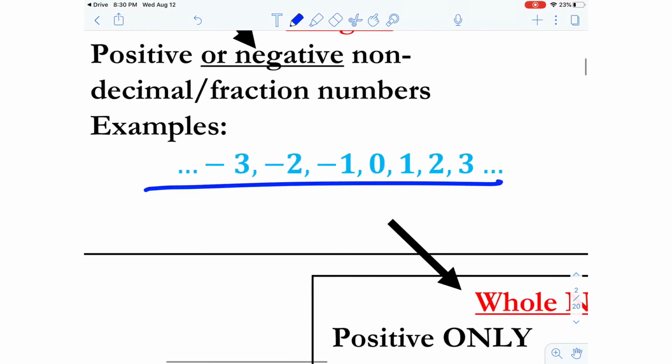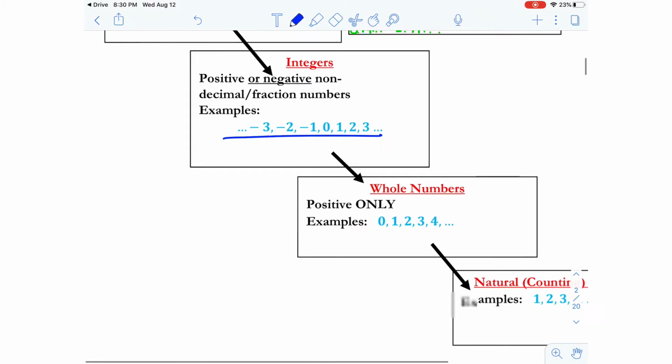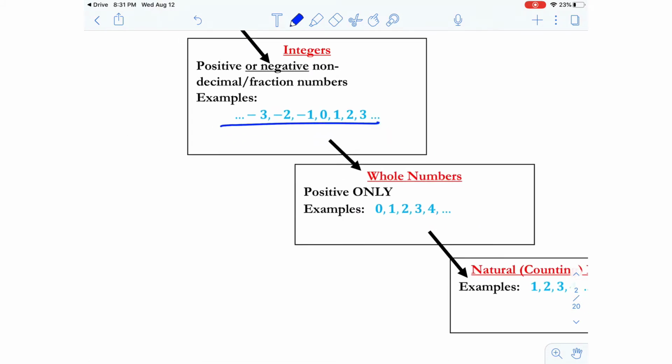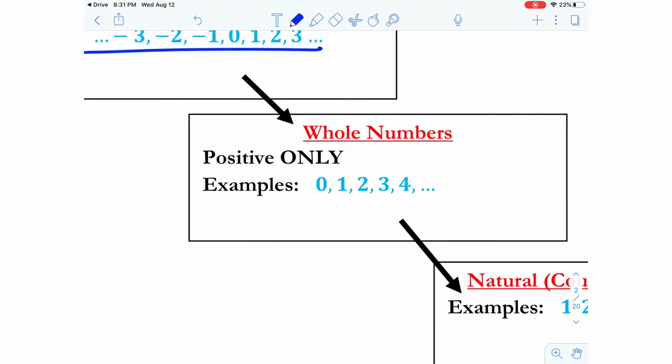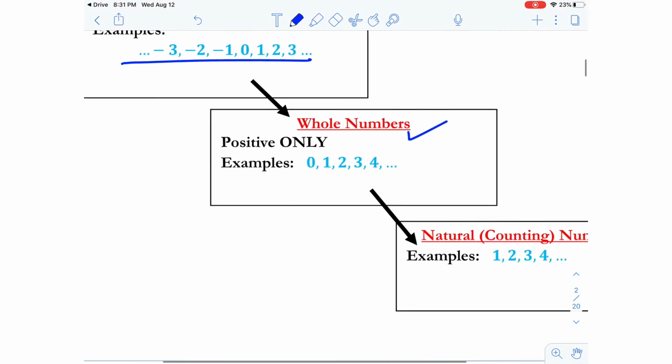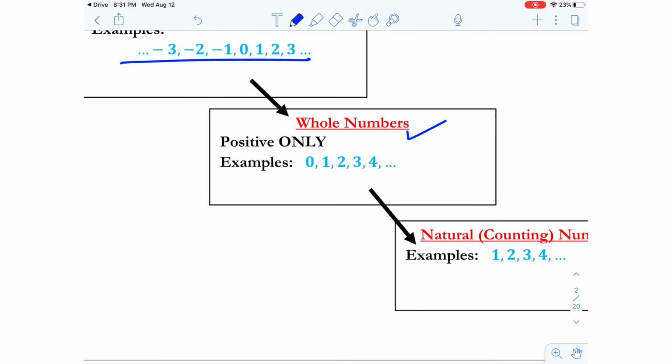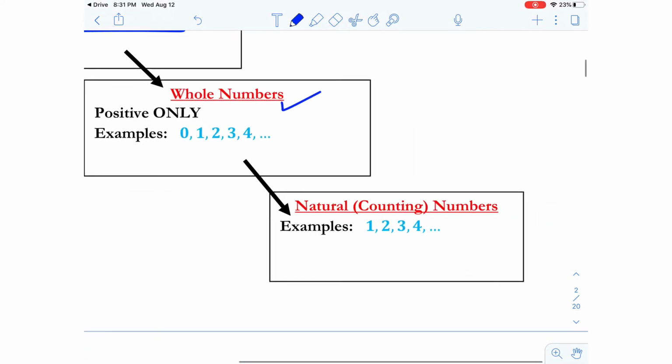So, -8 is an integer. -1 is an integer. 0 is an integer. Any positive whole number is an integer. Speaking of positive whole numbers, all integers that are positive or 0 are whole numbers. Okay, so those are just positive numbers. We include 0. And then there's, last but not least, the natural numbers.